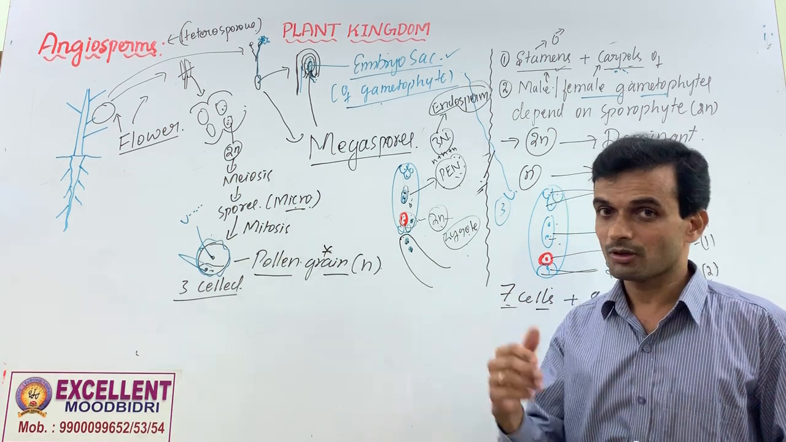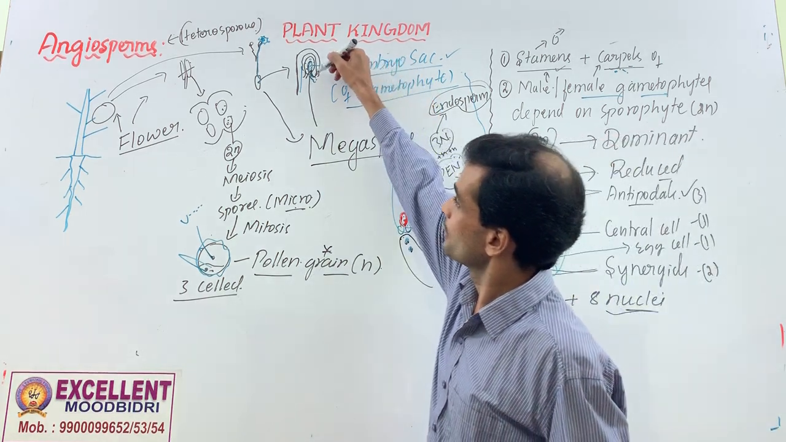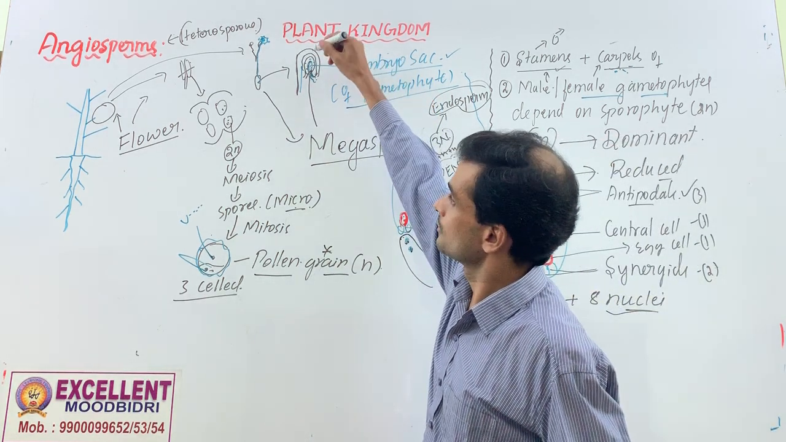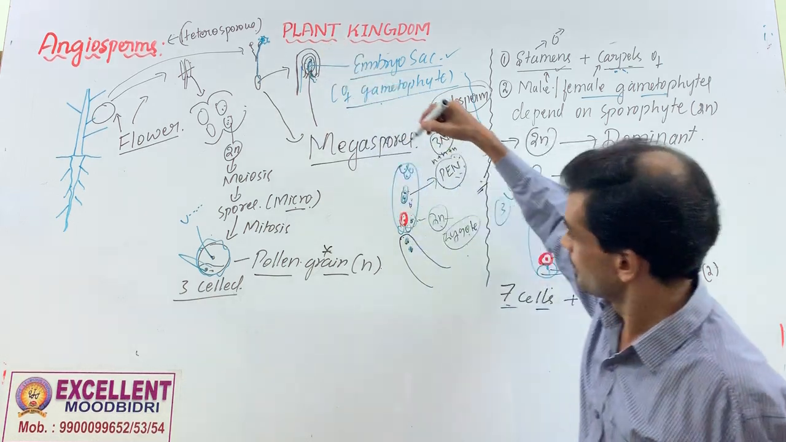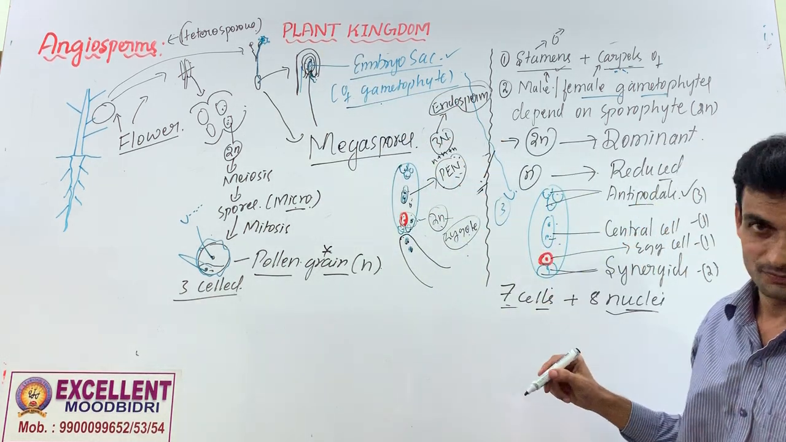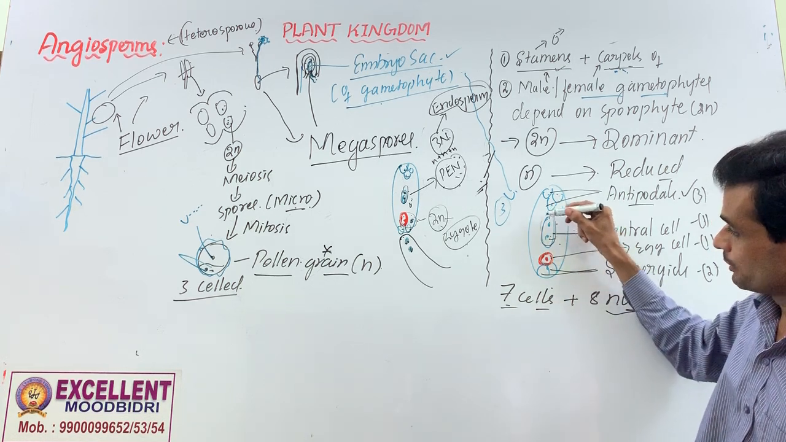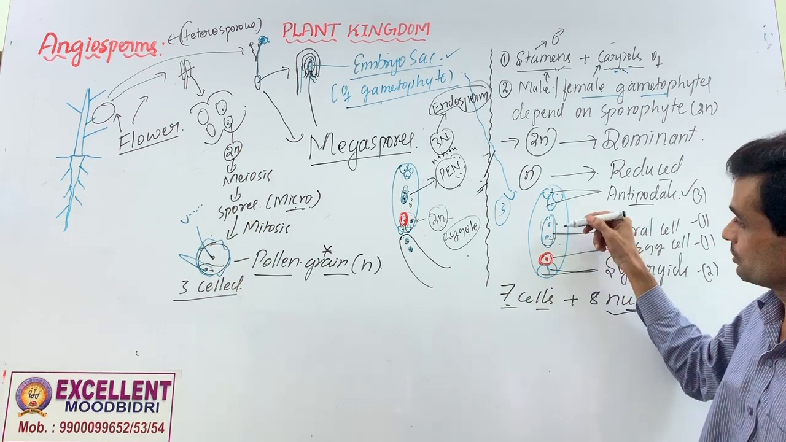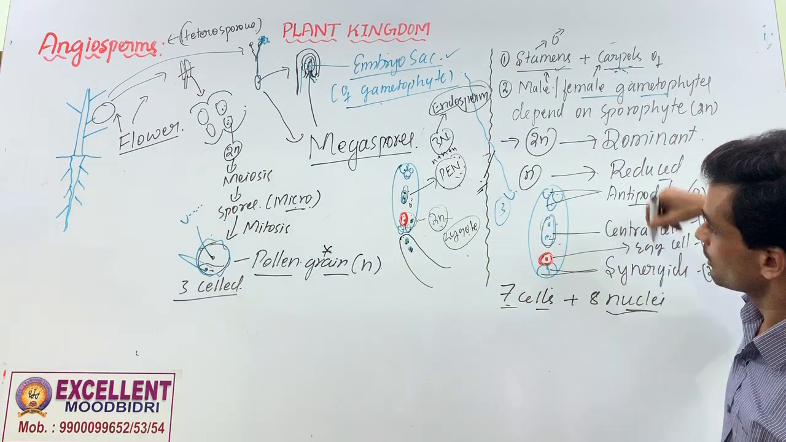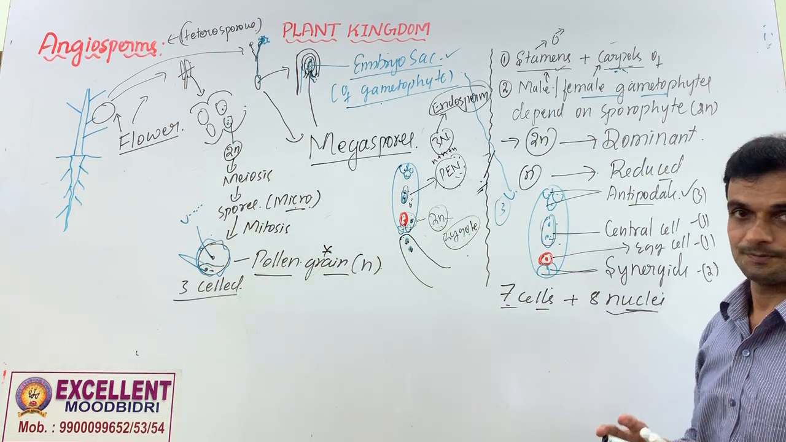But at that time of seed development, this integument will become the seed coat. The nucellus will disappear. These antipodals and these synergids disappear. Only this thing will develop. This will develop into the zygote, and this will develop into food tissue, nutritive tissue. At the same time, the integument will become a strong seed coat.